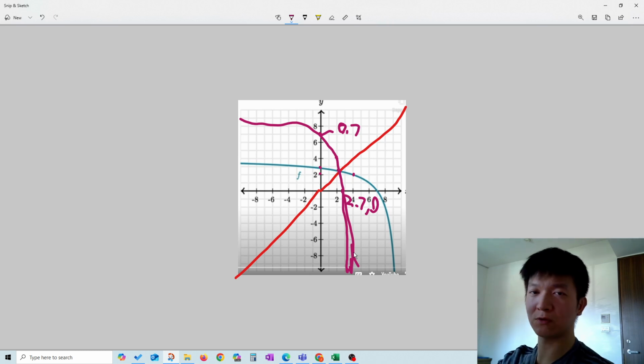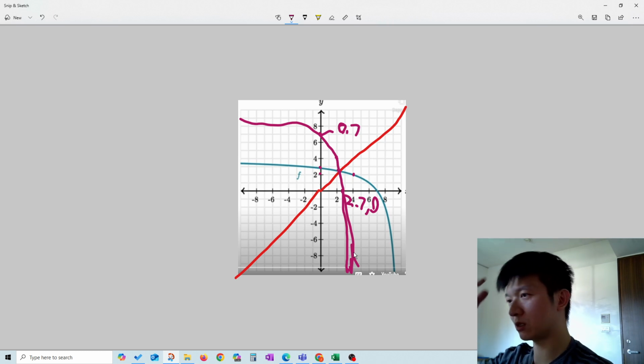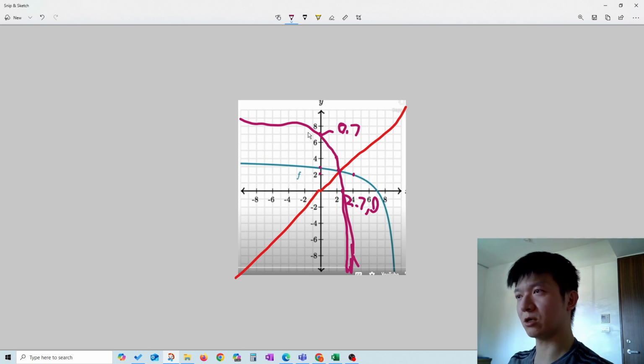If you have access to an electronic one, like an Apple one, then you can draw it properly with a curve. Okay, so that's our graph.